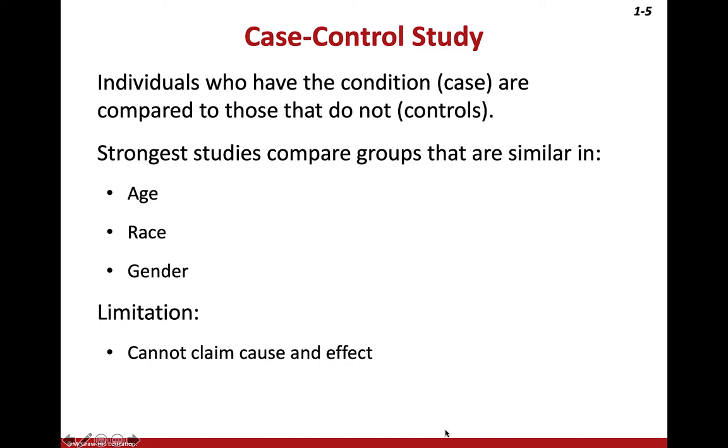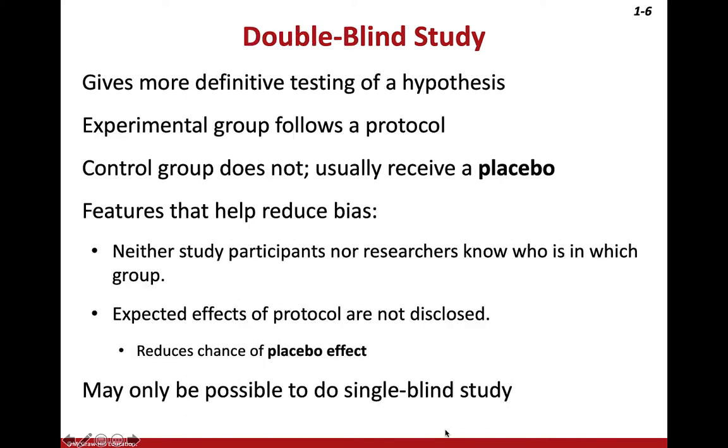Case control study. Here, individuals who have the condition are compared to those that do not. Generally, with this design, you cannot get cause and effect. That's really important. The strongest studies are going to look at groups that are similar in age, race, and gender. But the key thing that you will not get out of this particular study is cause and effect. Potentially a relationship will be found, but you can't get to a causal statement based on a case control study.